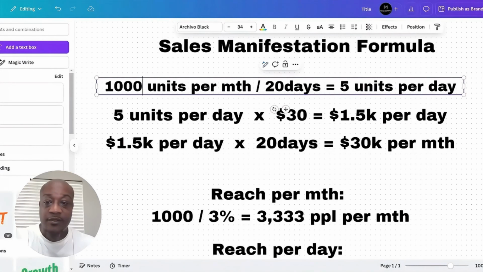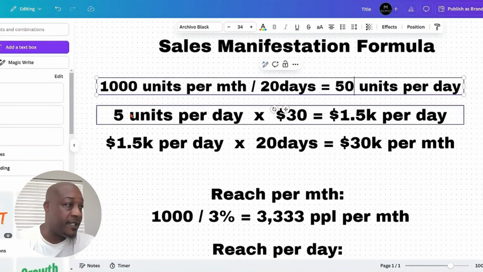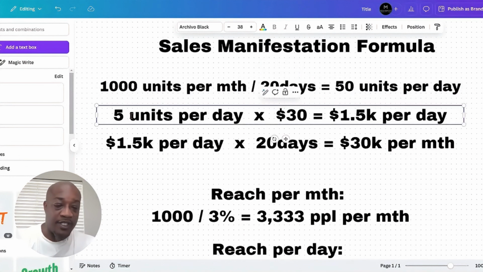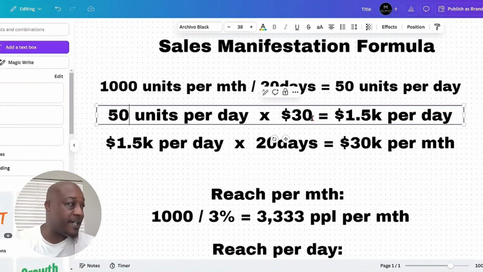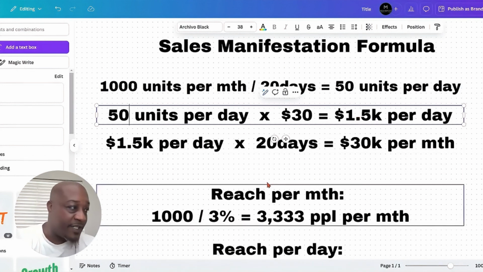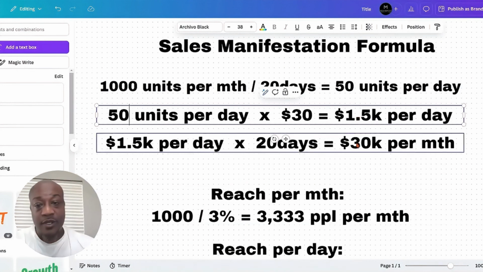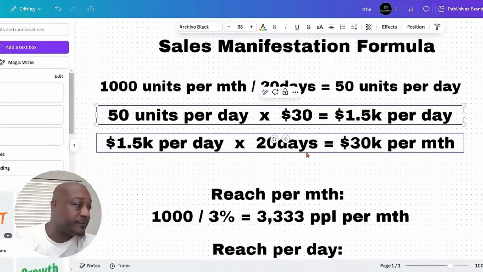Your number is 1,000. So you need to try to move 1,000 units per month, working 5 days a week, 20 days a month. And this number should be 50 units. Once we change this here to 50 units per day, times $30, I'm just making up a number, you should make $1,500 per day as well. $1,500 a day times 20. You also should be able to make $30,000 off your top selling product.